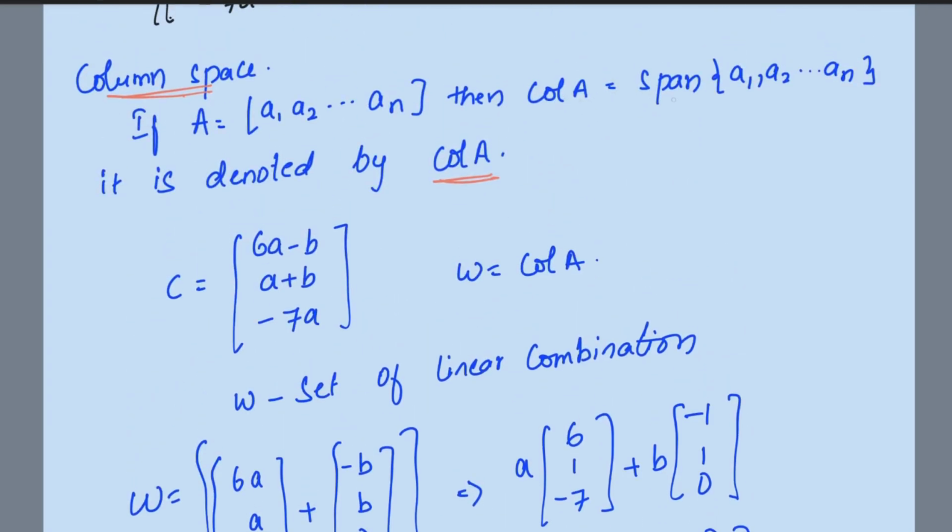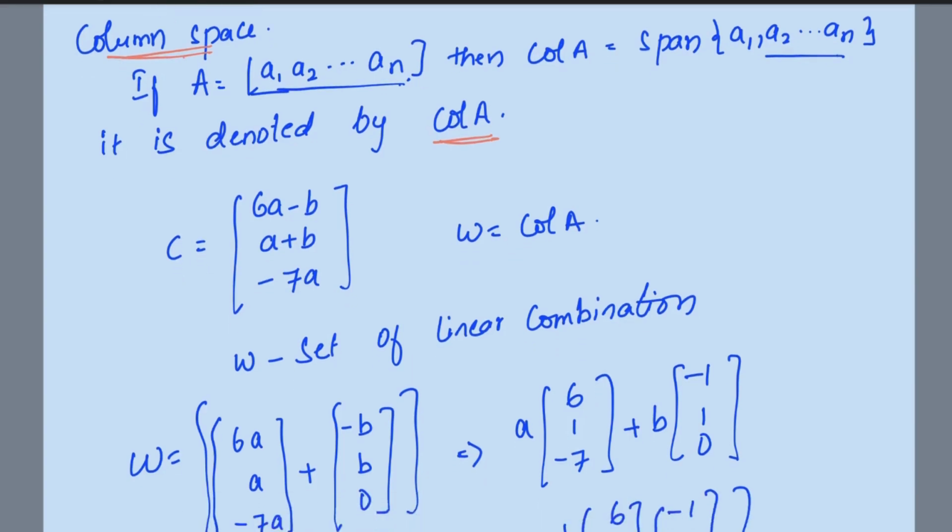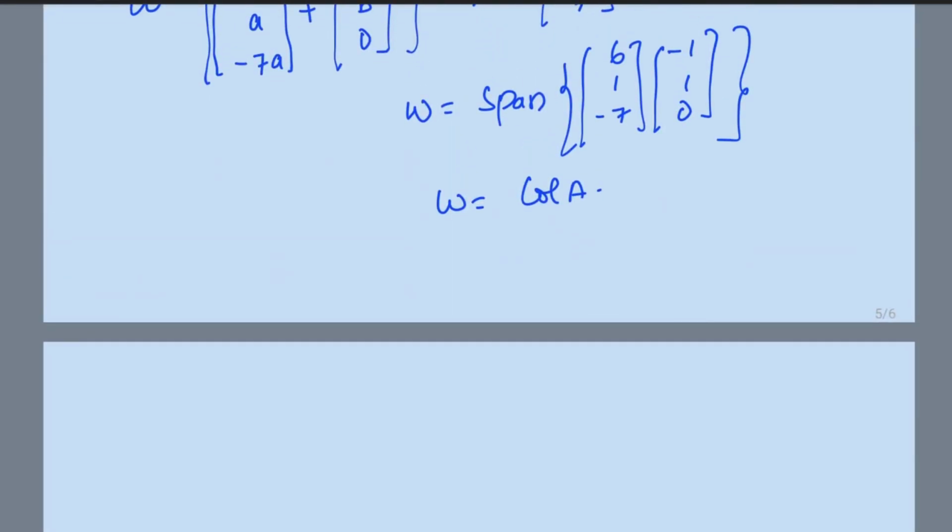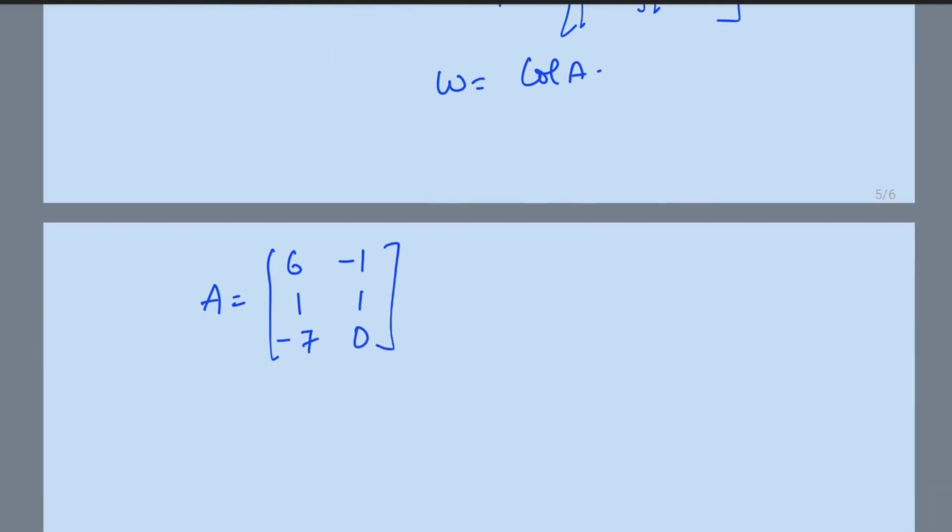Col A is span of a1, a2, an, so what is the A matrix? It is only these vectors. So I will write it as a combination of these. What is A here now? A is nothing but 6, minus 1, 1, 1, minus 7, 0. This will become the matrix A.